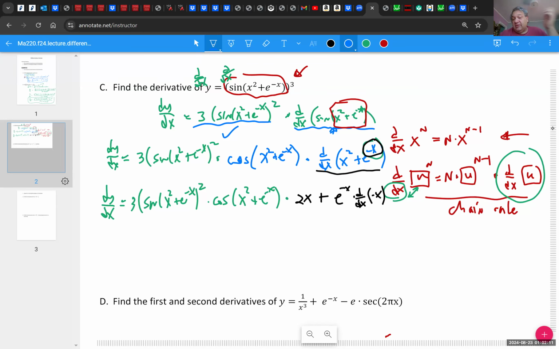So even in this situation, we have another chain rule. So this has lots of chain rule practice in this problem. All right, so I think we're almost done here. 3 times the sine stuff times this cosine stuff.